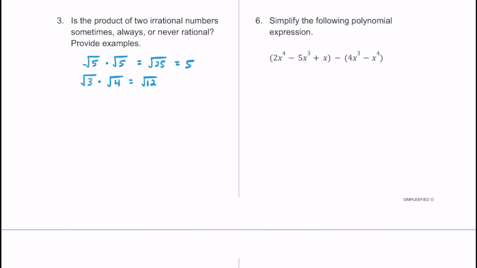You could also say something that's irrational would be like pi, right? If you multiply something like pi by another pi, two irrational numbers, that would just be pi squared, and that would still be irrational. So in terms of this, if we can say that it's rational sometimes and it's irrational sometimes, then we're going to go ahead and say that it is sometimes going to be rational.